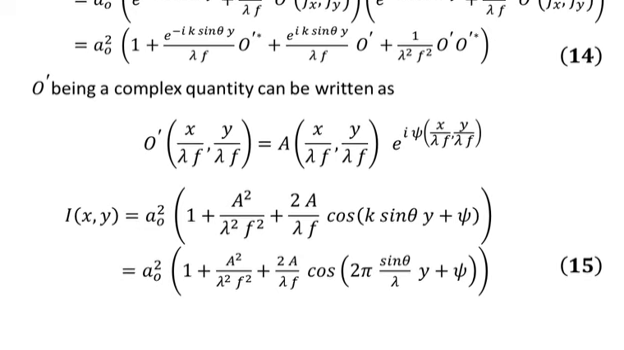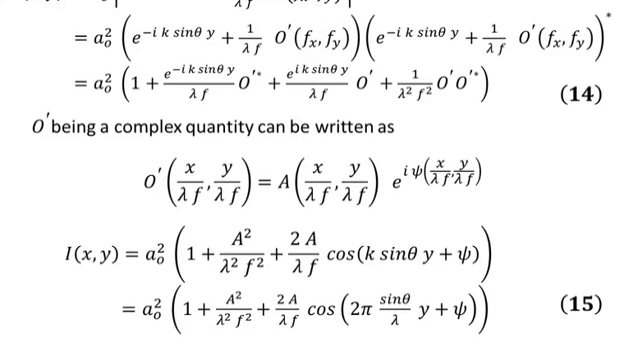Now we are going to introduce some quantities over here. O prime being a complex quantity can be written as... So you see that we can transform the fx and fy by their relationship with the space coordinates, which is fx can be replaced by x over lambda f, and fy can be replaced by y over lambda f.